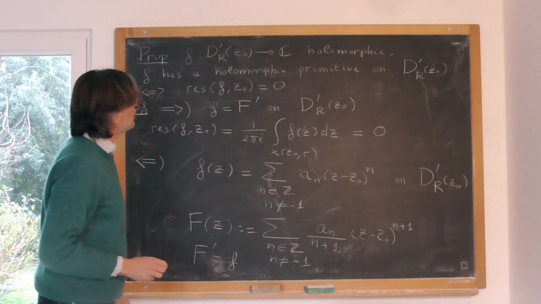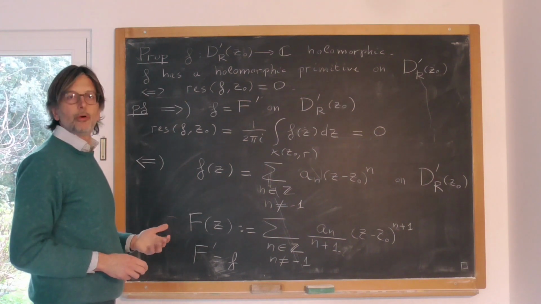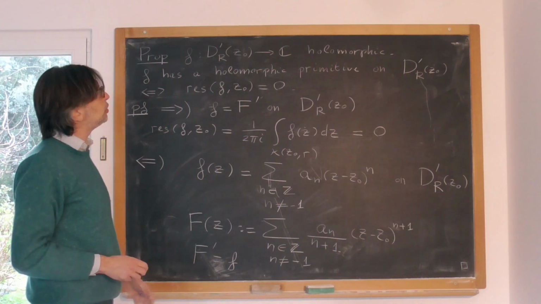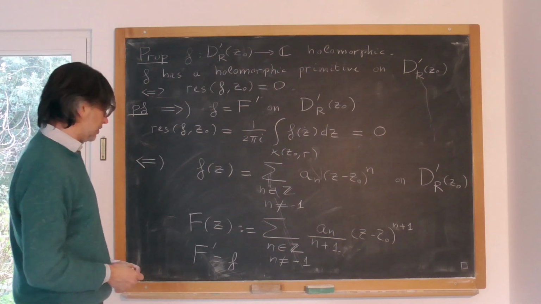Okay, so the residue is the obstruction for a holomorphic function to have a primitive around the given singularity.